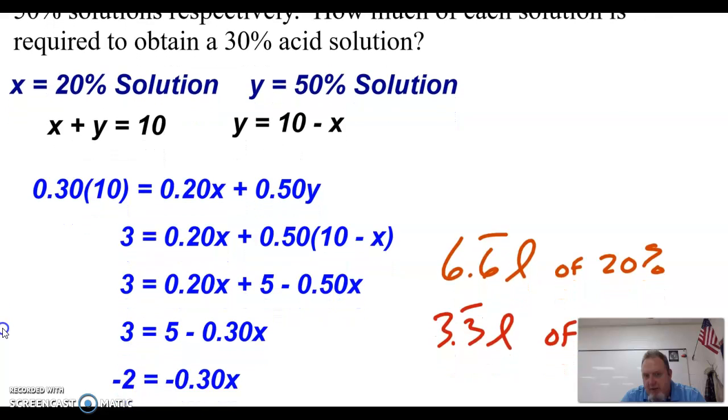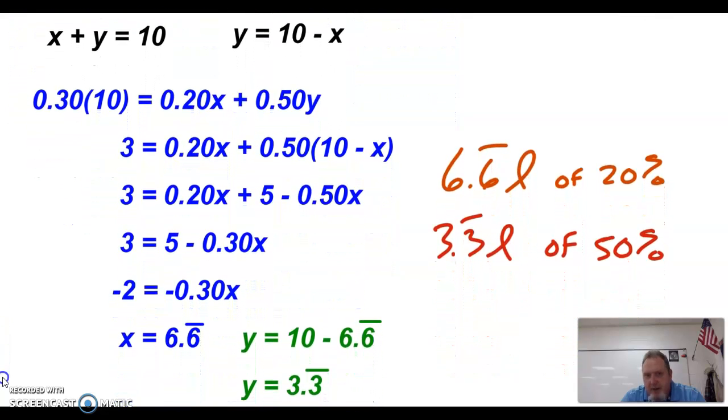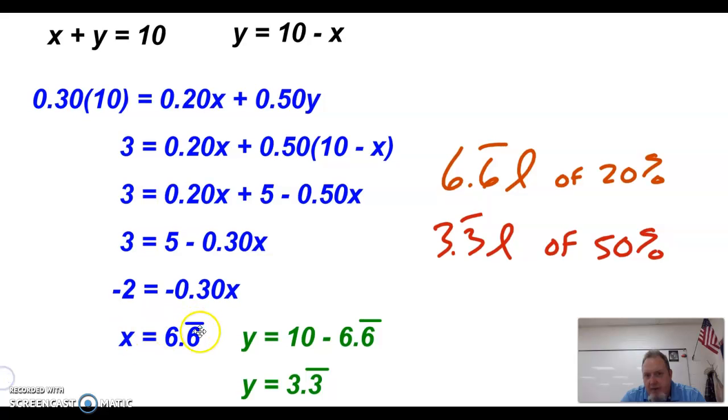I can subtract 5 and in turn divide. So when I do that, I find out that X is 6.6 liters. Once I know what X is, I can plug it back in here, 10 minus X, to find Y. And then I find out that Y is 3.3. So I have 6.6 liters of the 20%, 3.3 of the 50%. And when I mix those together, that will give me the 30% ratio.